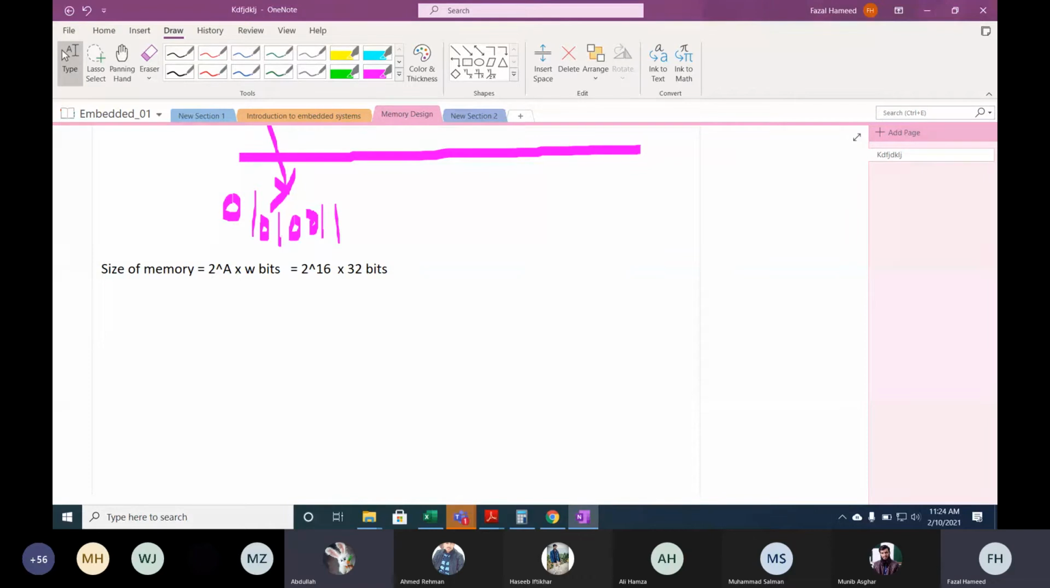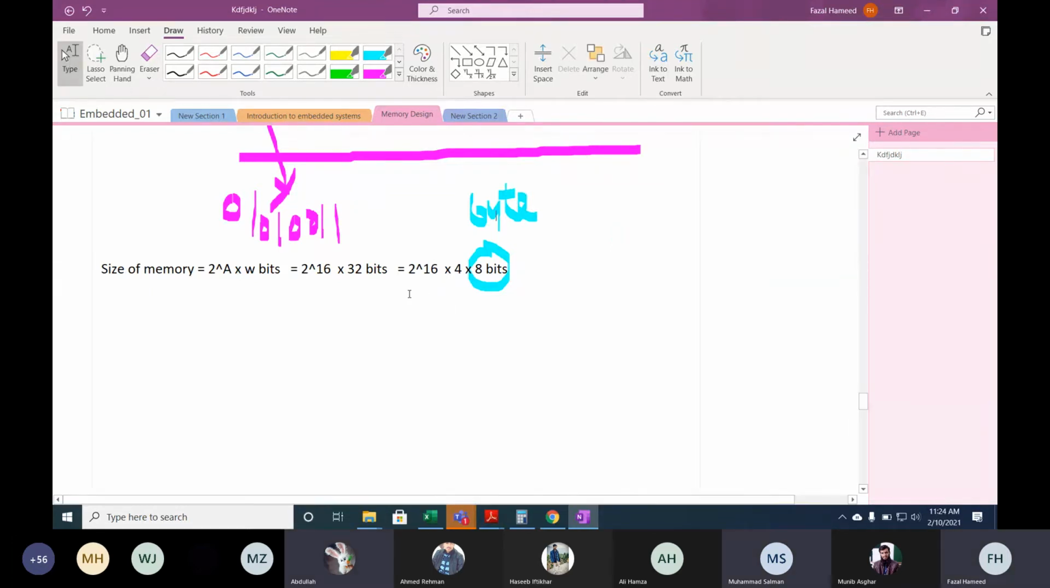What is 2 raised to power 16? 65536. Cross 32 bits. What is 32? 32 is equal to 4 cross 8 bits, because I want to convert this into bytes. This 8 bits is equal to 1 byte, and I want to find the size of memory in bytes. Am I right or not?